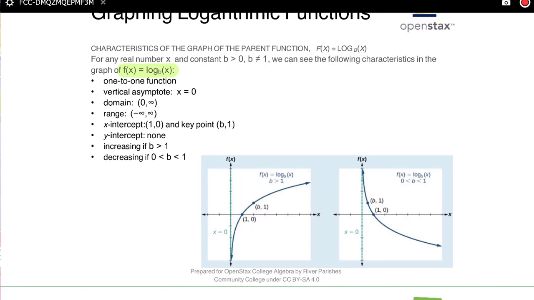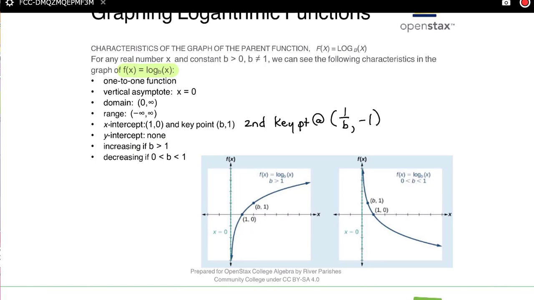Now here are some key things. The x-intercept is at (1, 0), and there's a key point at (b, 1), and I'm going to add to that, okay? There is a second key point at the reciprocal of b, and -1. Okay, you might find that helpful. Let's see. The y-intercept, there isn't one.